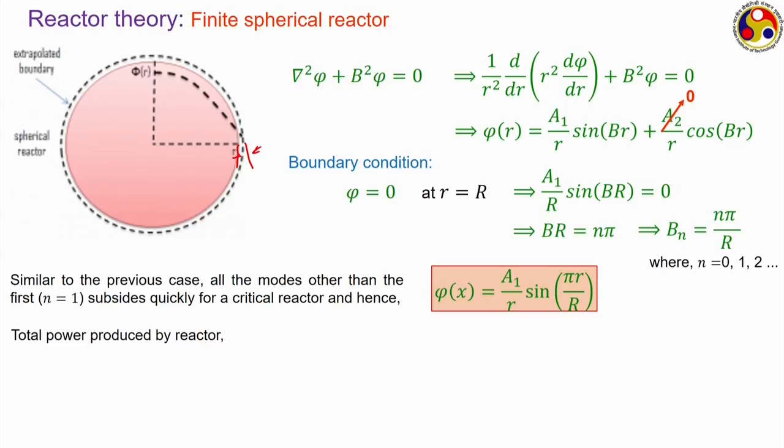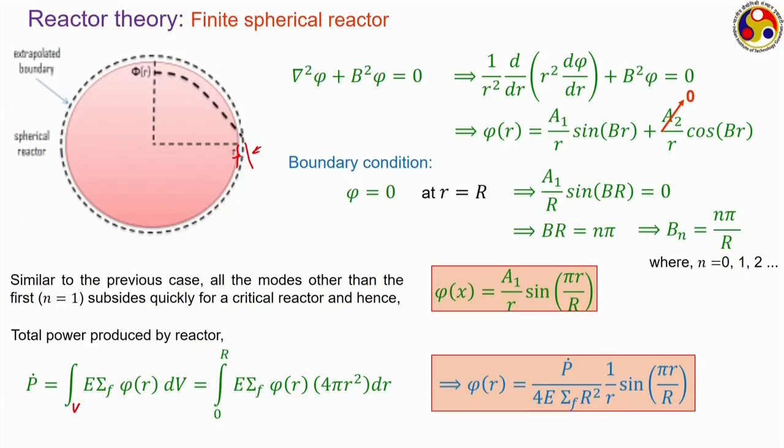And in order to get the value of A_1, we have to use the total power produced by the reactor, which is again given by a form like this. Here E is the amount of energy produced by each fission reaction, sigma_f is the fission cross section, phi is the neutron flux which we have just derived, and dV is the volume element; we are doing this integration over the entire volume of the reactor. So it reduces to a form like this, and finally we get the form of phi as something like this.